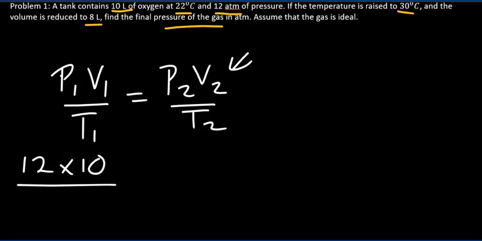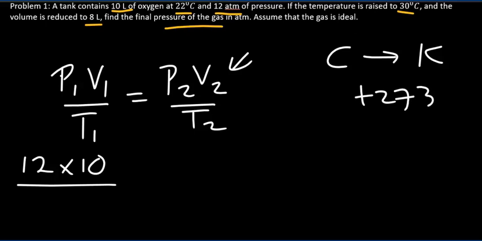The temperature, however, needs to be changed to Kelvin, because when you change from Celsius to Kelvin, it is not a common multiplier anymore. You have to add 273. So you have to change the temperature to Kelvin. Now the right-hand side, the new pressure, we don't know. That's what we want to determine. Whatever it is, it will come out in atm.